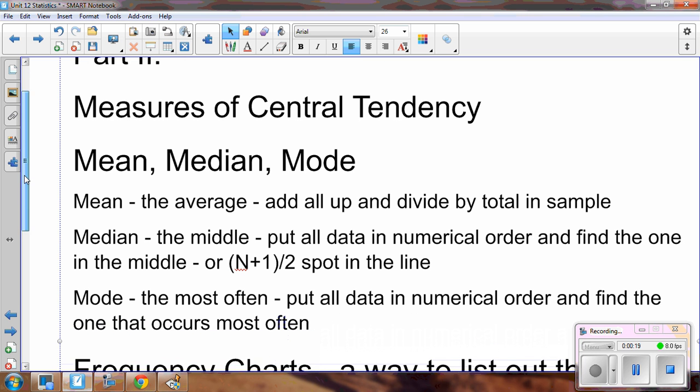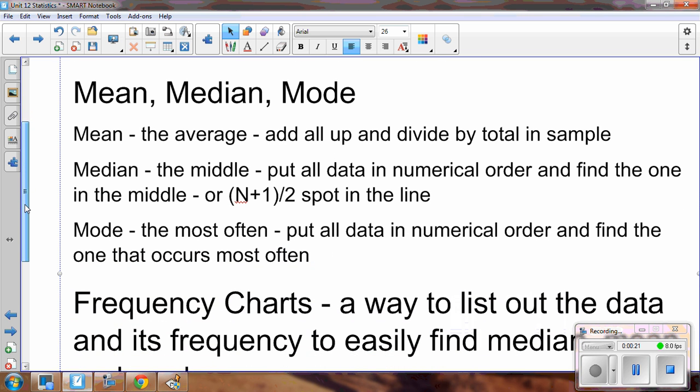So the first thing we're going to talk about is the mean, which is most known as the average, where we add up all the samples and divide them by the total in the sample. So if you're doing your grades, you would add up all your grades and divide it by the total number of grades, and that would give you your class average.